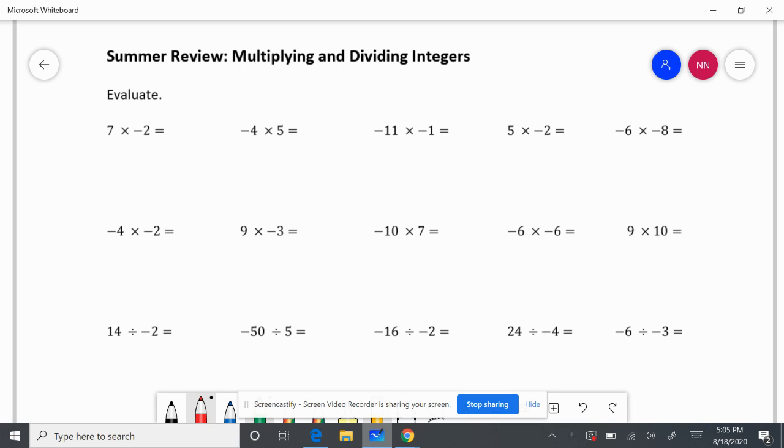Now we're going to be multiplying and dividing integers. Now there's 4 rules that we need to know. Positive times a positive equals a positive. Most of you already knew that.